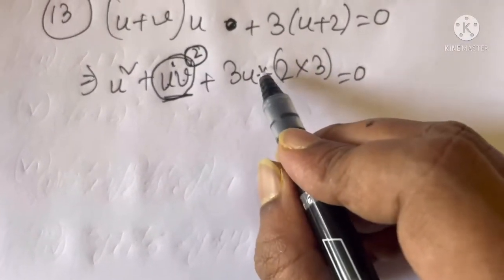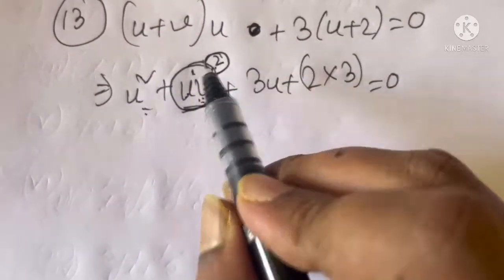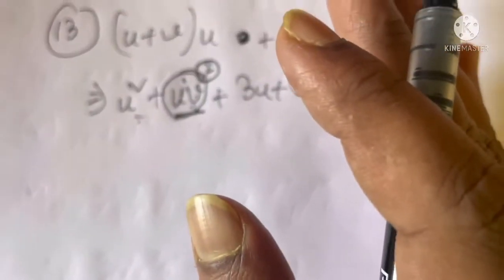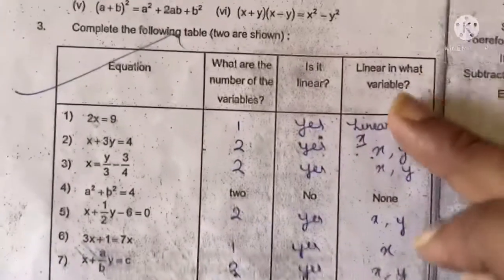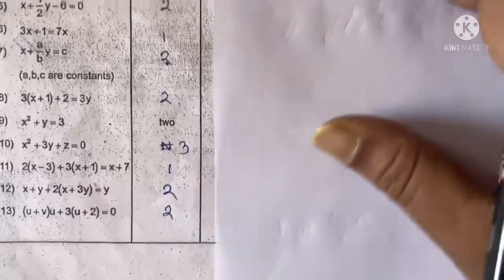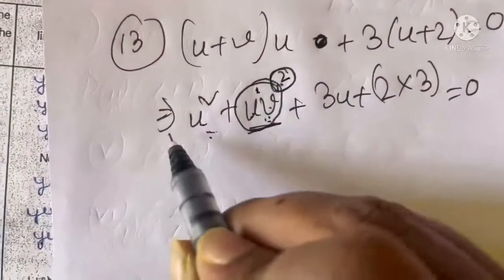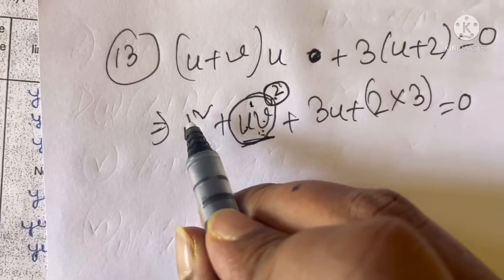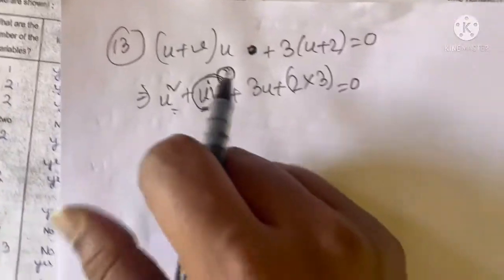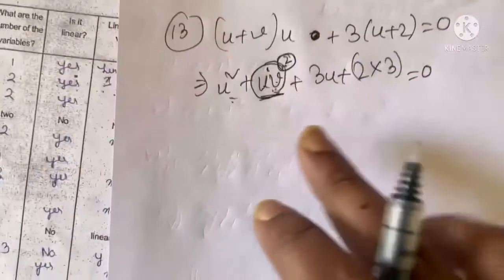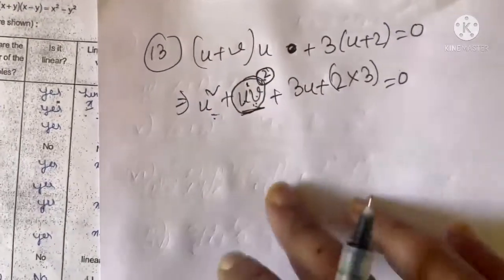Here u's power is 1. So in two terms we can see that the highest power is 2. Therefore it will not be a linear equation. Now it has been asked, linear in what variable? It will be linear in none of the variables. In case of u the highest power is 2, so it is not linear. In case of v, and u and v are together, so uv also cannot be linear. So it is linear in none of the variables. It has 2 variables total, u and v, but it is not a linear equation.